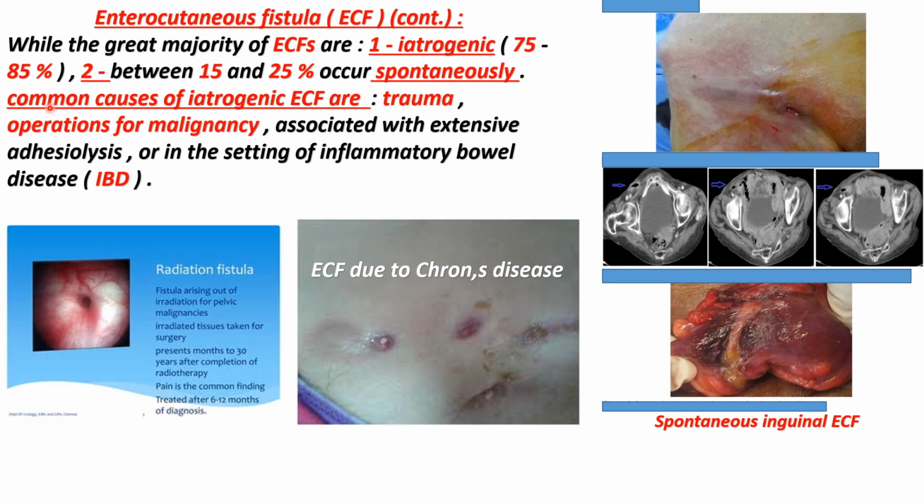Now, common causes of iatrogenic enterocutaneous fistula are trauma, operations for malignancy associated with extensive adhesiolysis, or in the setting of inflammatory bowel disease. We are seeing here a case of spontaneous inguinal enterocutaneous fistula, and we are seeing here a case of enterocutaneous fistula due to Crohn's disease.